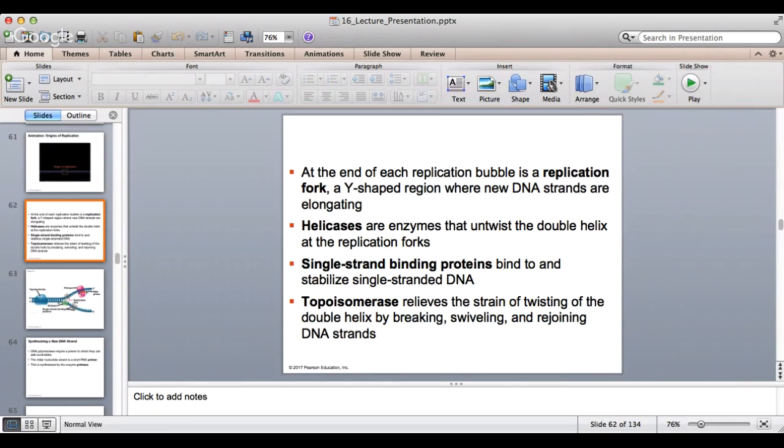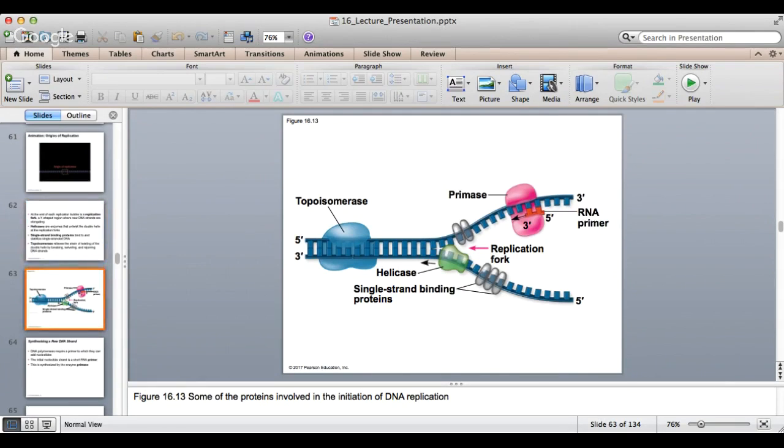Topoisomerases relieve the strain of twisting on the double helix by rejoining those DNA strands at the end. Definitely watch the videos I posted, you guys. So topoisomerase, it's stabilizing everything. You can see we've got one strand that's going 5', 3', and one on the bottom going 3', 5'.